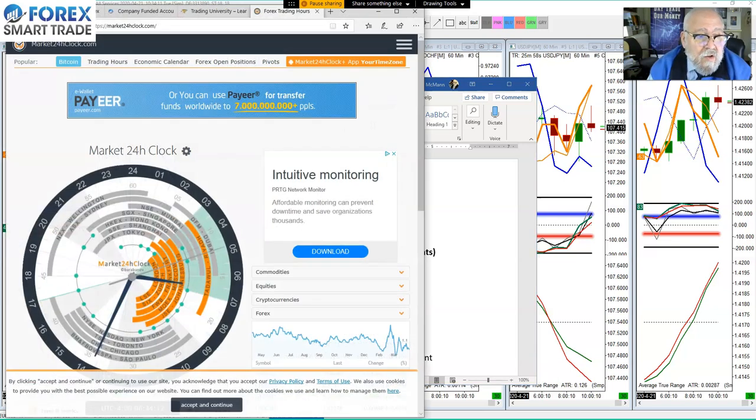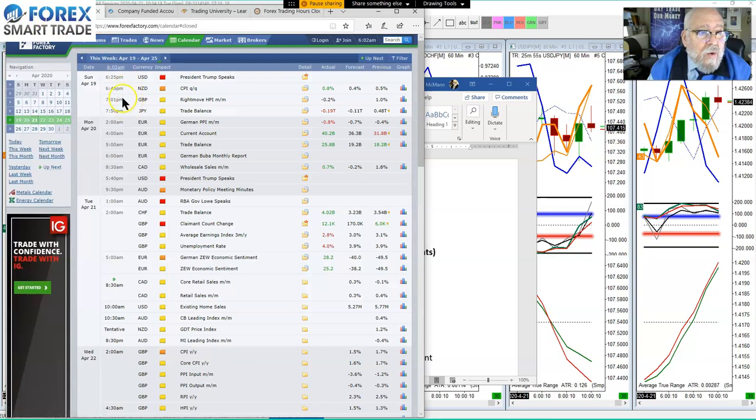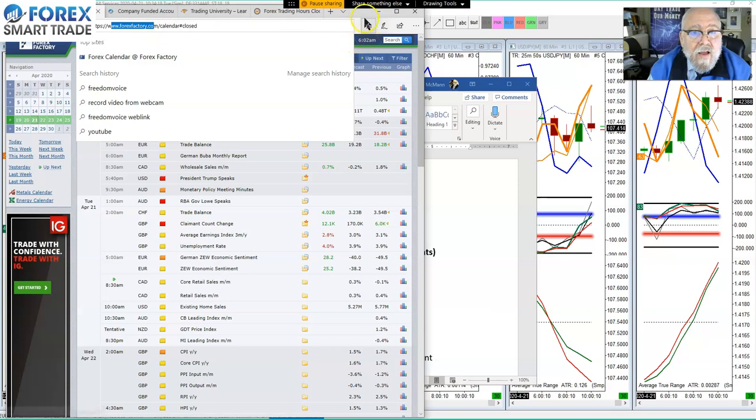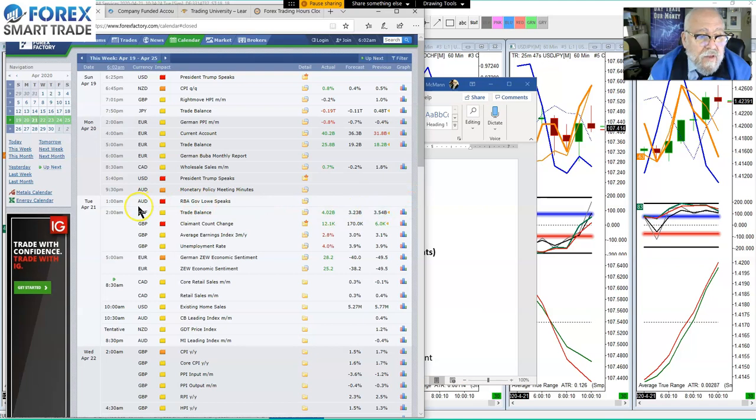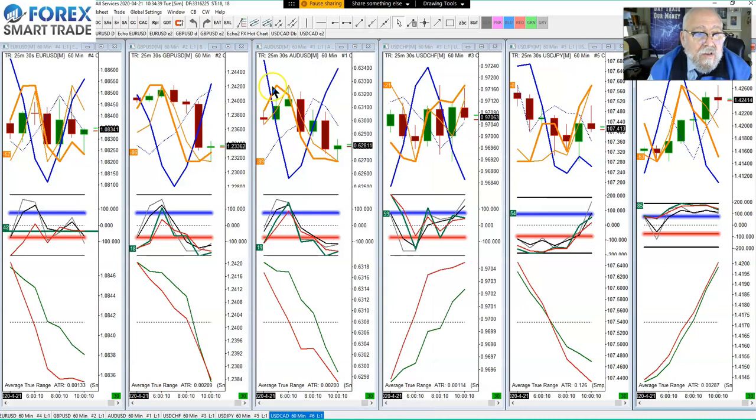So to do that, let's take a look. We look at forexfactory.com. And today is Tuesday. Early this morning, there was some news on the Australian dollar. Earlier this morning, there was some news on the pound, and if we take a look, you can see it had a big negative drop on it.